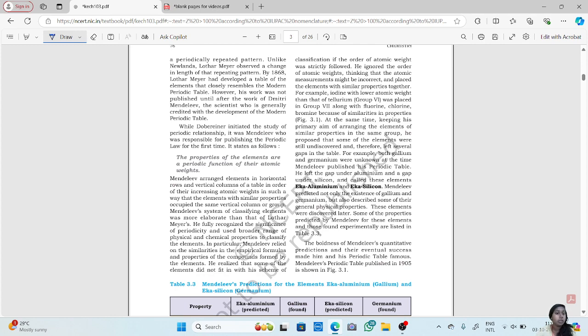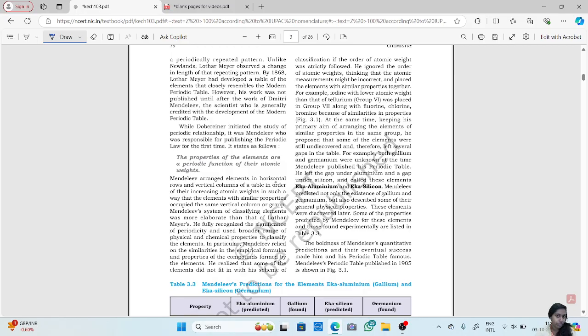Unlike Newlands, Lothar Meyer observed a change in length of that repeating pattern. Now, Newlands only went up to the 8th element. He said that after every 8th element, when we arrange them in increasing order, every 8th element has a similar property with the first element. What about the other elements? Do they have a similarity? That Newlands didn't do. But Lothar Meyer observed a change in the length of the repeating pattern. At what element does it repeat? What about the other elements? So he worked on those things.